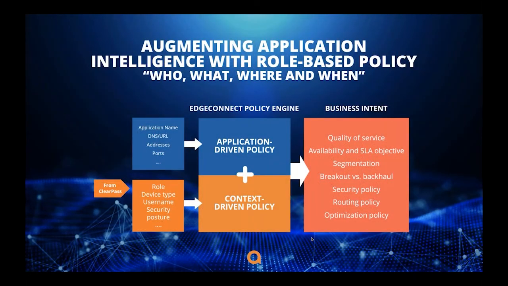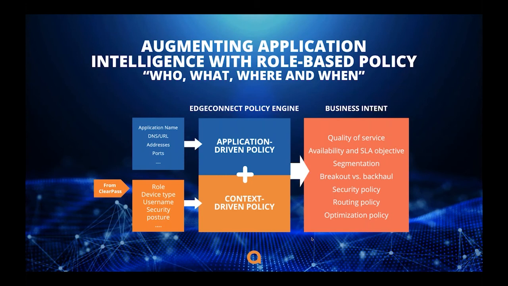So if we were to stack this up and give you another view on how these come together, if we start at the top with the blue, that's where the Edge Connect policy engine is taking place. So the Edge Connect engine is going to identify those applications by the name, again, like I said before, the DNS information, the addressing, and ports, and that then will be placed into the application-driven policy. In fact, we call that application-driven policy the business intent policy.